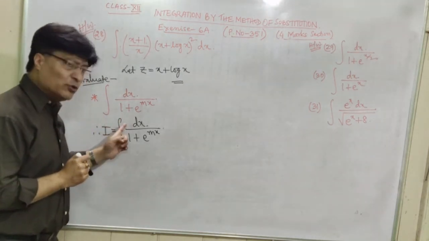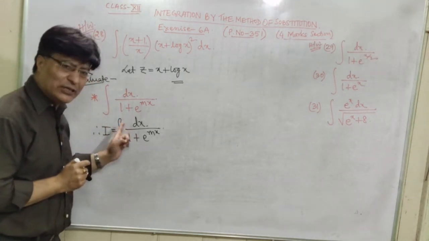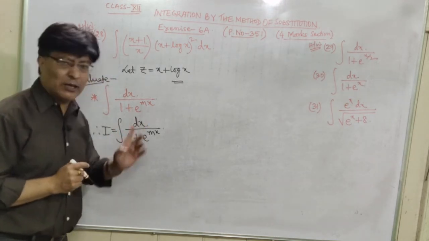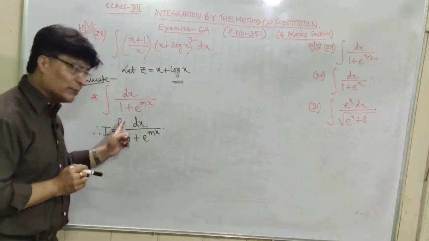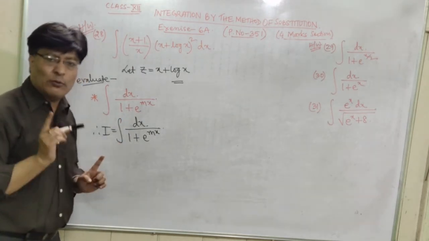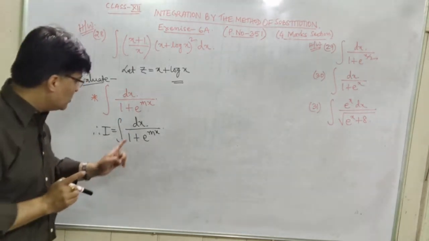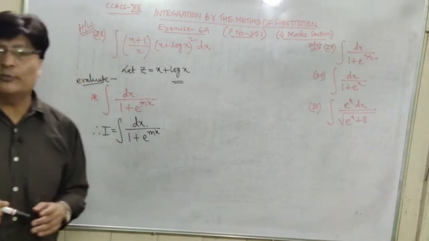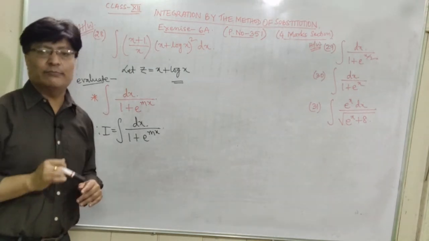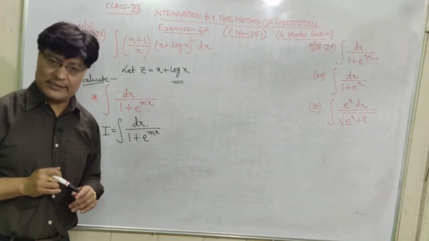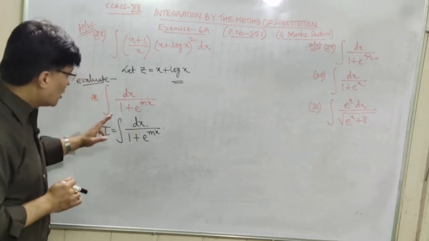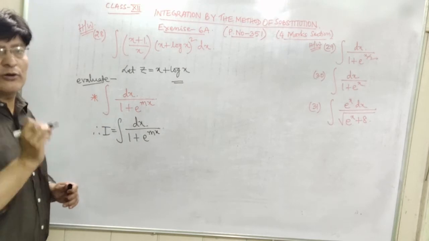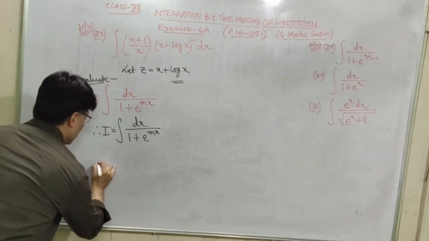So if in the numerator there was e to the power mx, we could have assumed 1 plus e to the power mx as z. यदि numerator मा चाहिँ e to the power mx भएको भए चाहिँ we could have assumed 1 plus e to the power mx as z. But there is 1 in the numerator, so you cannot use this method of substitution in this case. Okay? So now what is the method in this case? यसमा हामी कसरी integration गर्छौं भन्दा पनि there is a method here.